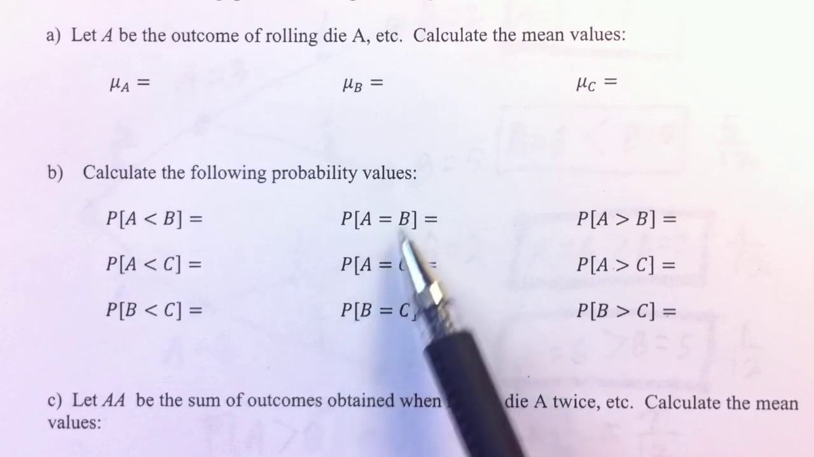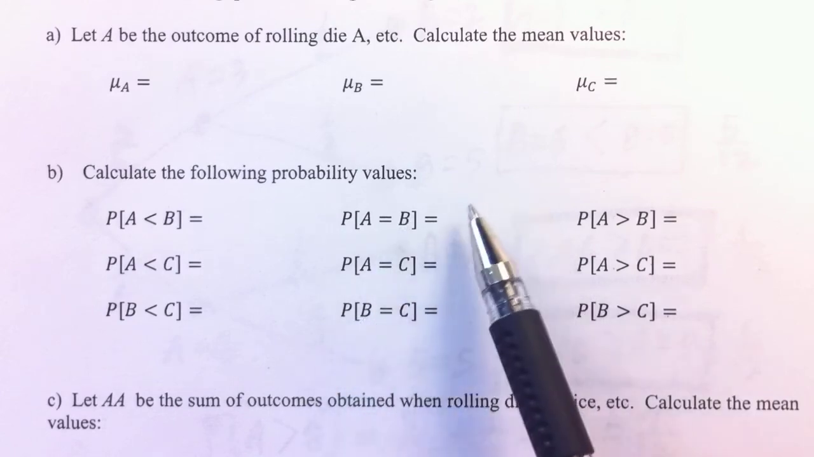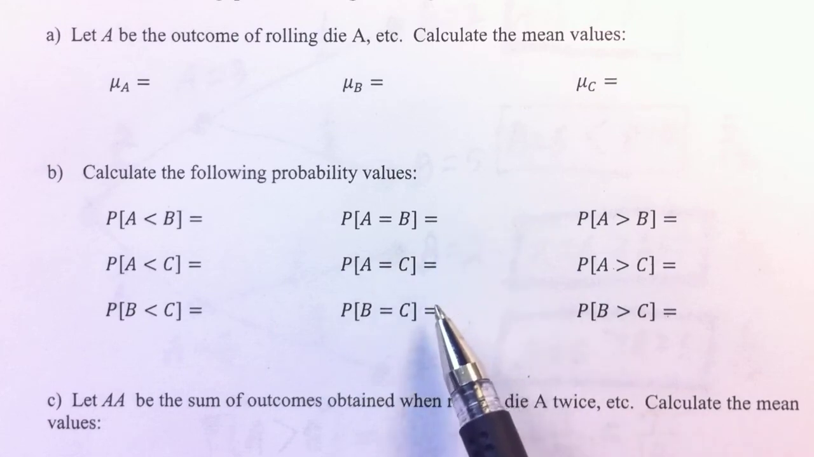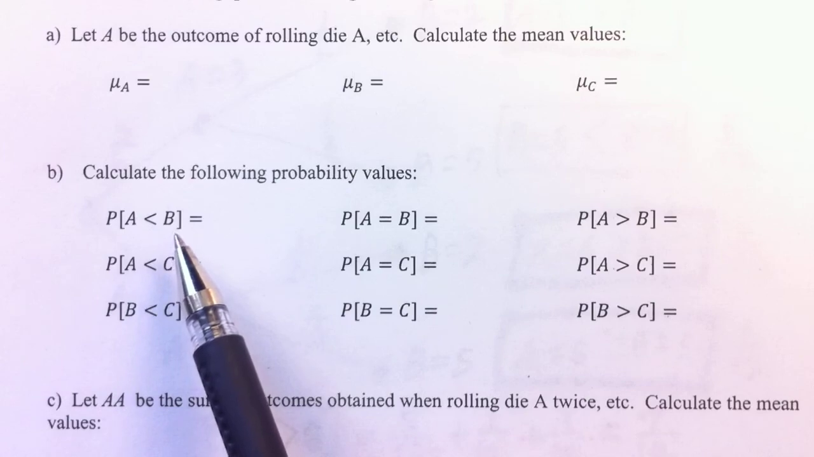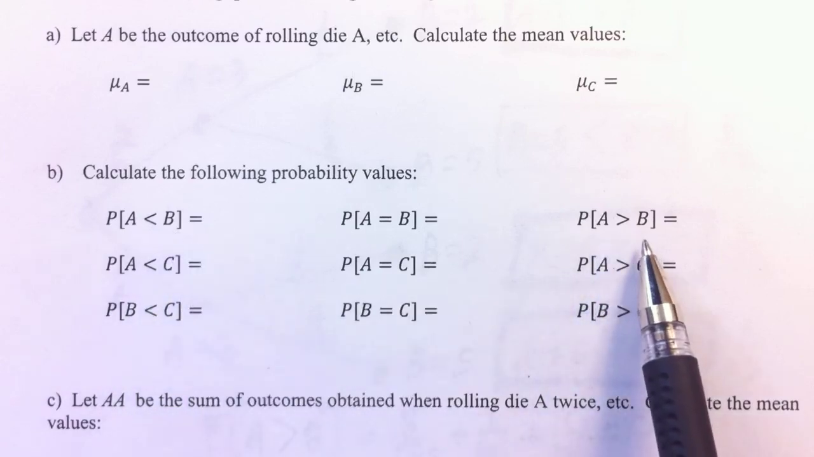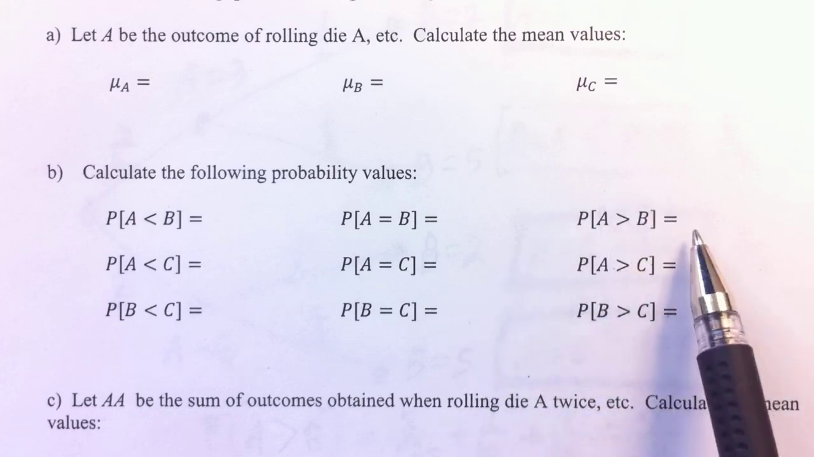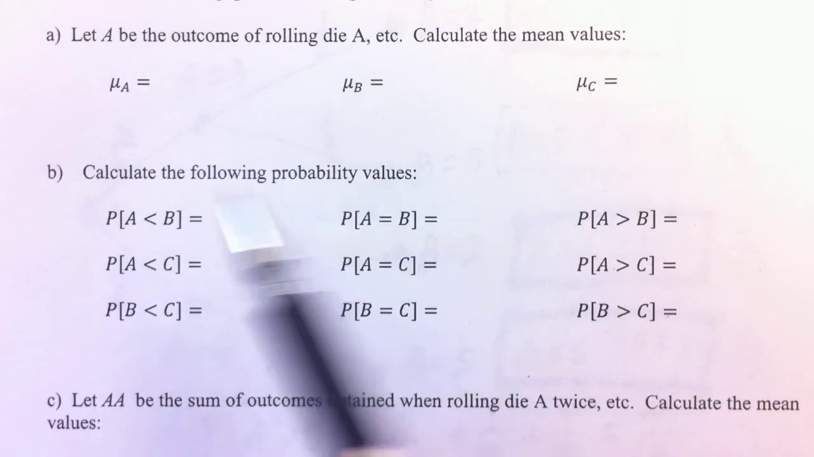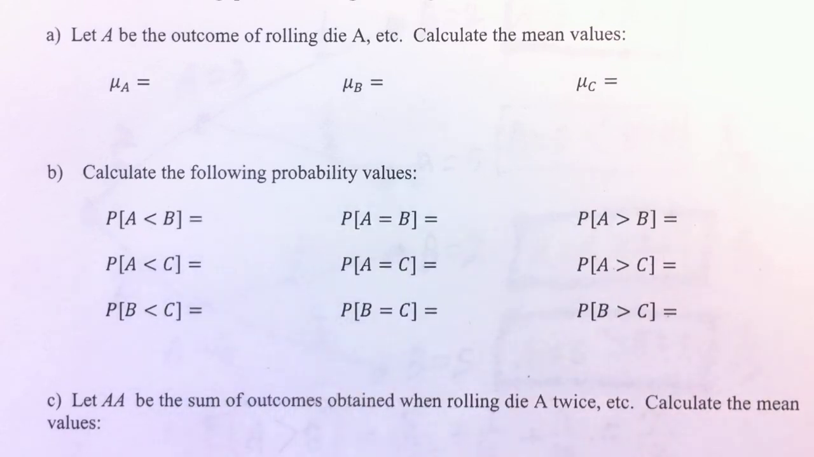Because equality of the outcomes is not possible, all of these will be 0 in the middle column. That means that probability A less than B is the complement of the event probability A greater than B. In effect, you only have to do 3 calculations. We saw that this is 7/12, so this must be 5/12, and so on. Okay, so that's part B.